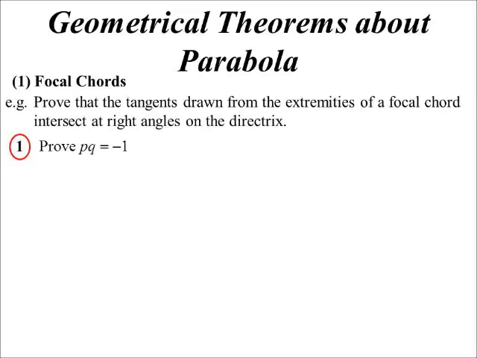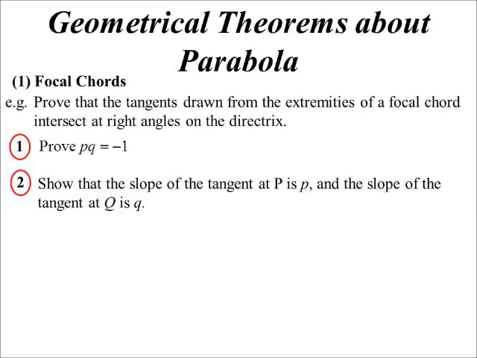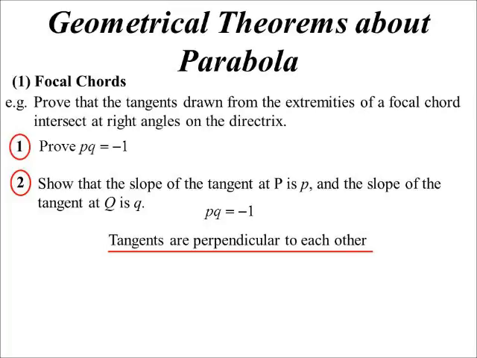I mean, that pretty much is the key thing about a focal chord, that the parameters will multiply together to equal -1. One of the other things we saw when we were doing our different proofs was that the slope of a tangent always turned out to be the parameter. So the slope of the tangent at P was little p, slope of the tangent at Q is little q. Now if we combine those two ideas, what do we got? The slope of this tangent times the slope of this tangent is -1. What does that tell us about the two lines? Yeah, if the slopes multiply together to give -1, the two lines must be perpendicular. And so they intersect at right angles.